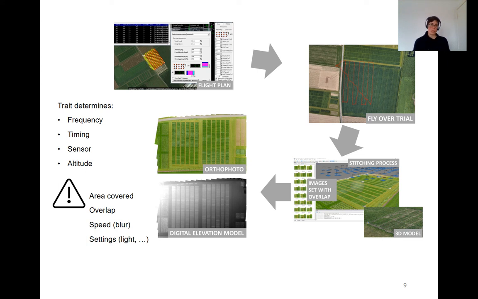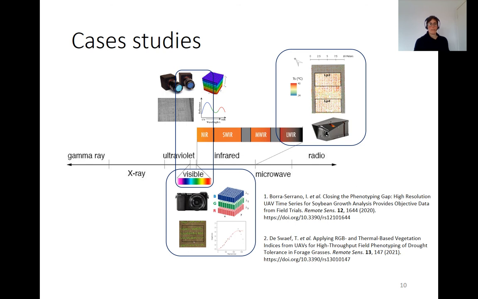These flights can be done with different sensors. Today we will present two case studies. One with an RGB sensor will be my case study about the characterization of growth of soybean using RGB imagery.